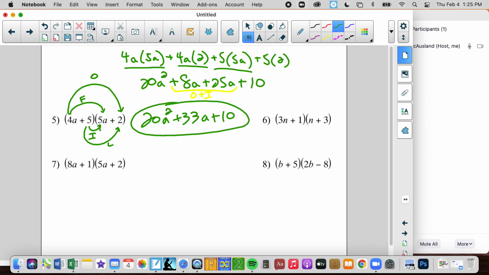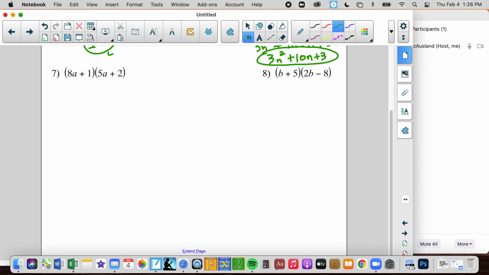So we can do this. Hopefully at this point you are able to visualize. So when I see that 3n times n is going to give me 3n squared, 3n times 3 is going to give me 9n, 1 times n is going to give me n, and 1 times 3 is going to give me 3. So my answer is going to be 3n squared plus 10n plus 3. And that's pretty much how most students will do this. And you should be able to do it implementing that much mental math.